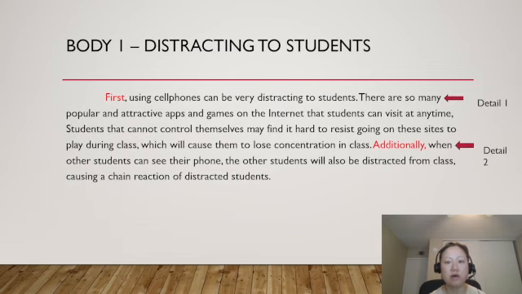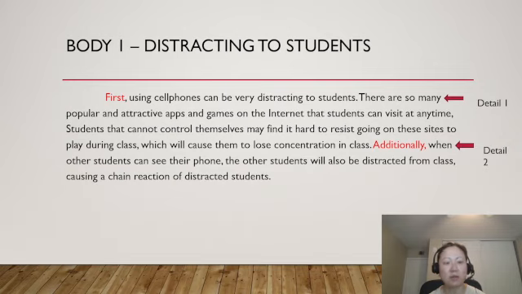So first of all, you should pay attention to signal words, right? To signal transitions in your writing. So the red colors are my signal words. And at the beginning of a paragraph, you also want to have a topic sentence, right? So here's my topic sentence. First, using cell phones can be very distracting to students. That's my topic sentence. And then I launch into my details.